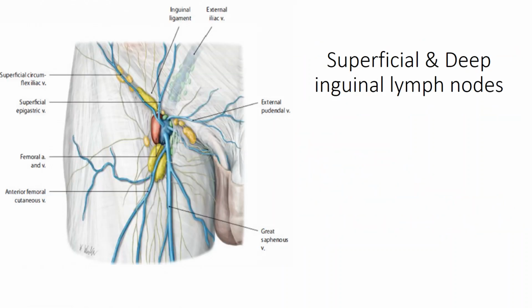Now deep to that, when you cut and explore this portion, you will see lymph nodes lying in the deeper portion along the terminal portion of the great saphenous vein, which joins the femoral vein. Just medial to the femoral vein, we can see the deep inguinal lymph nodes, 4 to 5 in number.